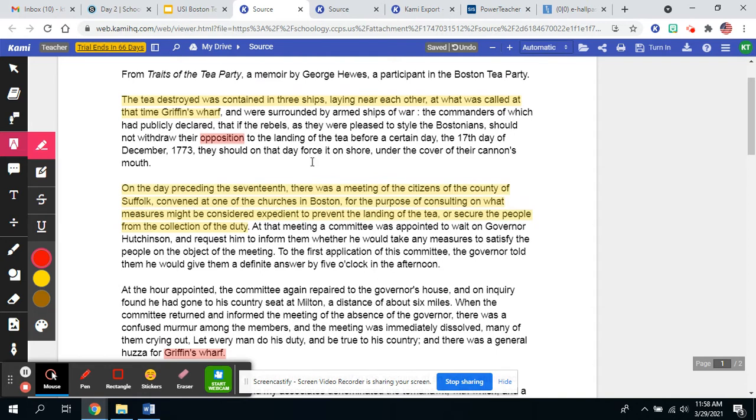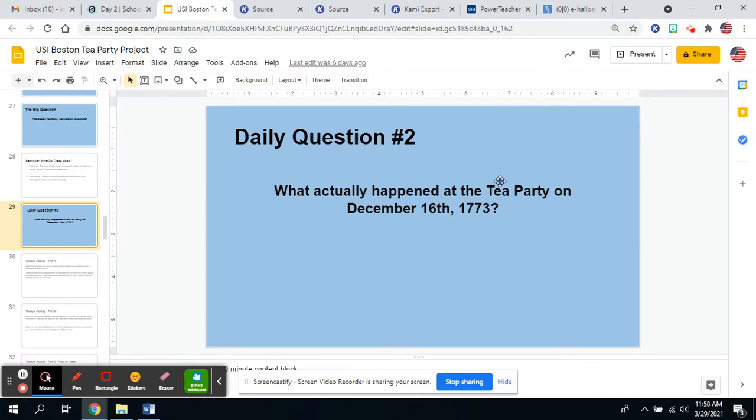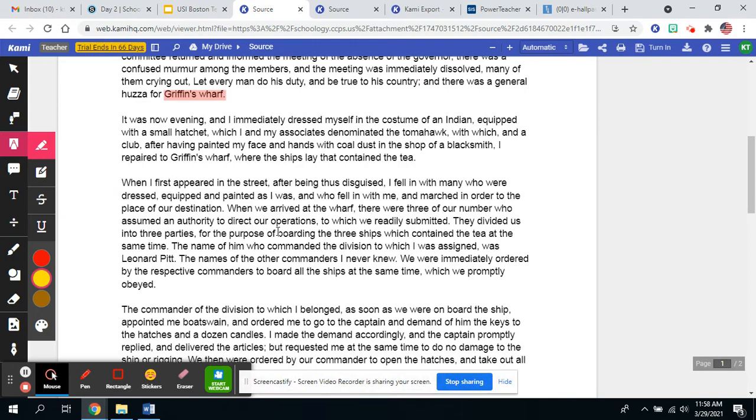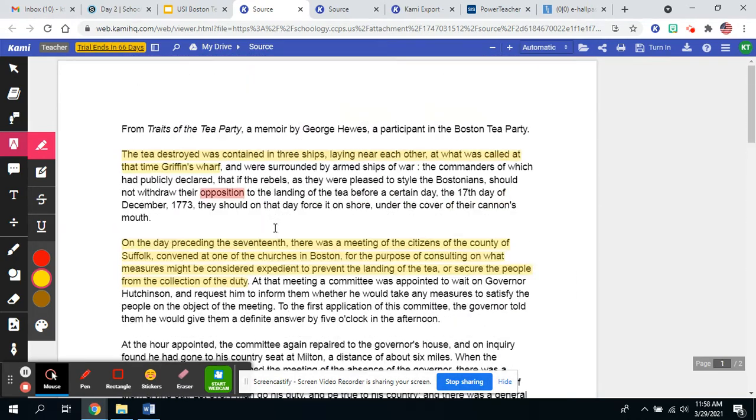When you are done identifying those words, then we need to switch to yellow, which you see I've already highlighted some key information in yellow, so that you can pick out what important information you will use to answer this question right here: what actually happened at the Tea Party on December 16th? All right, so that's source number 1. It's a little long, but it's not too bad. And if you need the translated version, it's there as well.